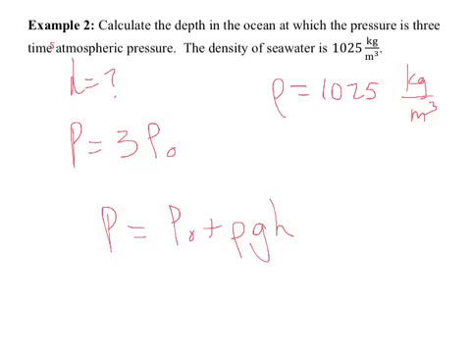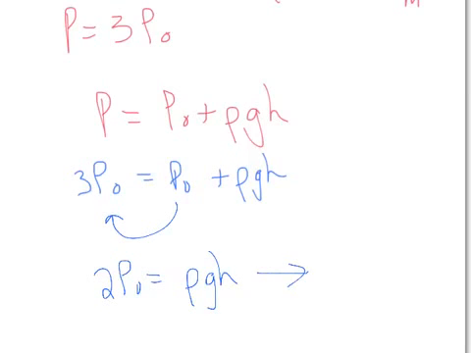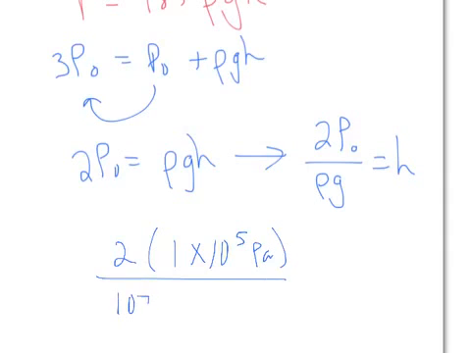So I replace what I know. I know that this is really 3P0 equals P0 plus rho gh. Now P0 and 3P0 are like terms, so I subtract the P0 from both sides. 3P0 minus P0 is 2P0, and that equals rho gh. Solving for h, we get 2 atmospheric pressures over rho g is equal to h. At this point, we just simply have to plug in. So 2 times atmospheric pressure, all over rho, which is 1025 kilograms per cubic meter, times gravity.